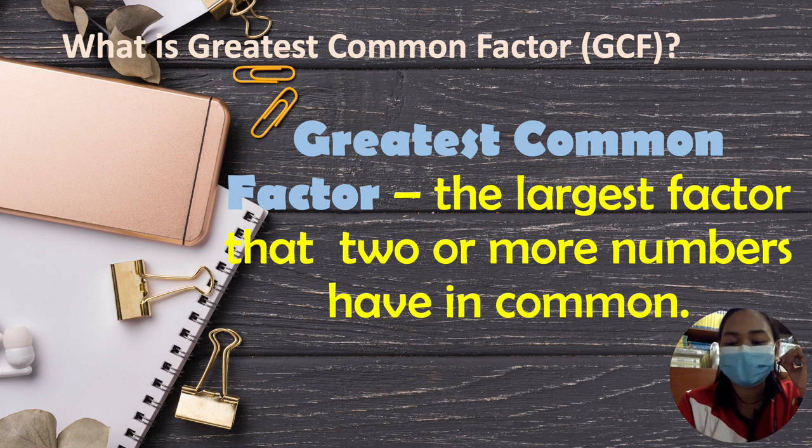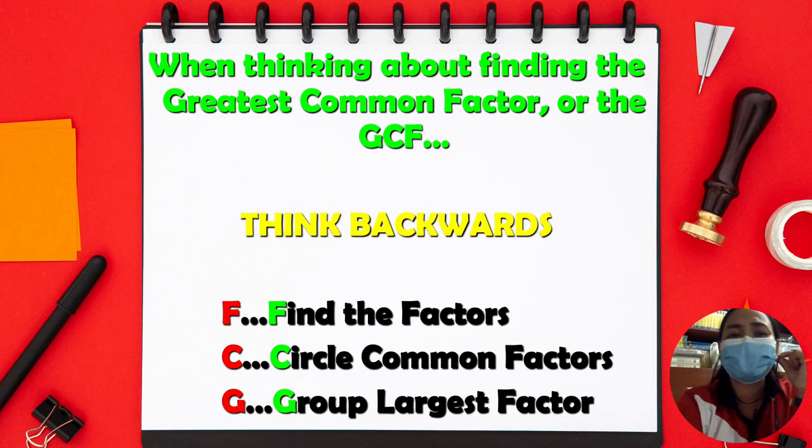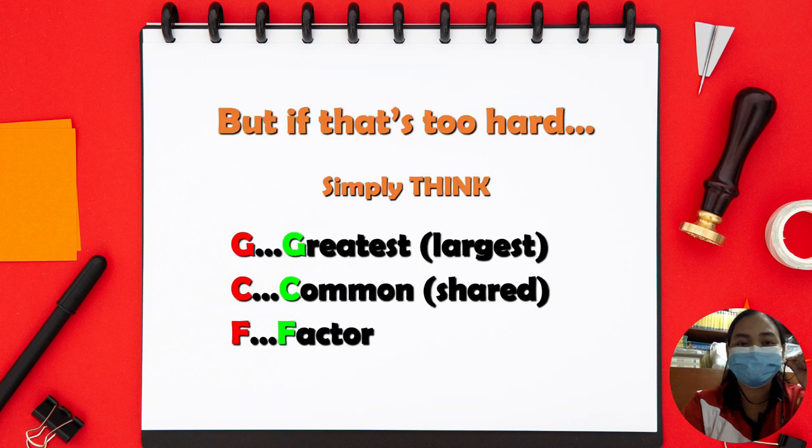Okay, so another tip para mas mapadali nating ma-identify ang GCF is when thinking about finding, we can think backwards. Meaning, ano ba yung backward ng GCF? So, it is FCG. So, yung F stands for find the factors, C stands for circle common factors, and then G is the group largest factor. So, kung nahihirapan kang gamitin yung method na to, yung think backward, pwede mong gamitin ito.